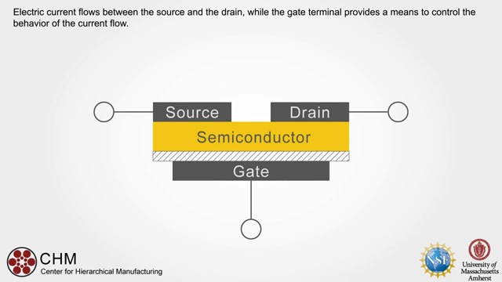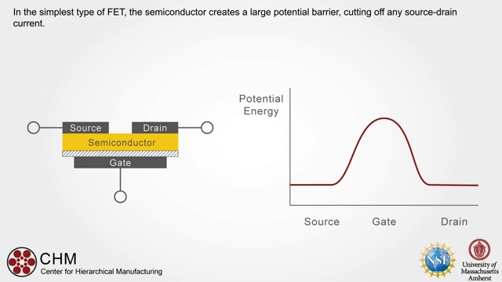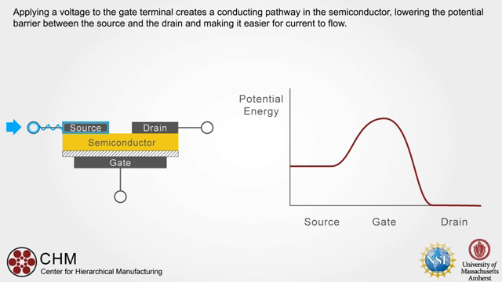Electric current flows between the source and the drain, while the gate terminal provides a means to control the behavior of the current flow. In the simplest type of FET, the semiconductor creates a large potential barrier, cutting off any source-drain current. Even when a voltage is applied between the source and the drain, very few electrons are able to make it over the potential barrier, and there is very little current. Applying a voltage to the gate terminal creates a conducting pathway in the semiconductor, lowering the potential barrier between the source and the drain and making it easier for current to flow.